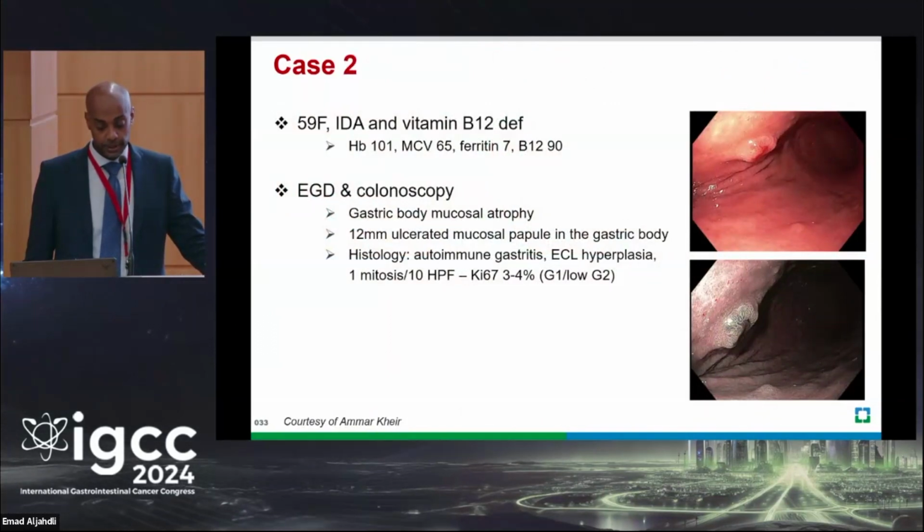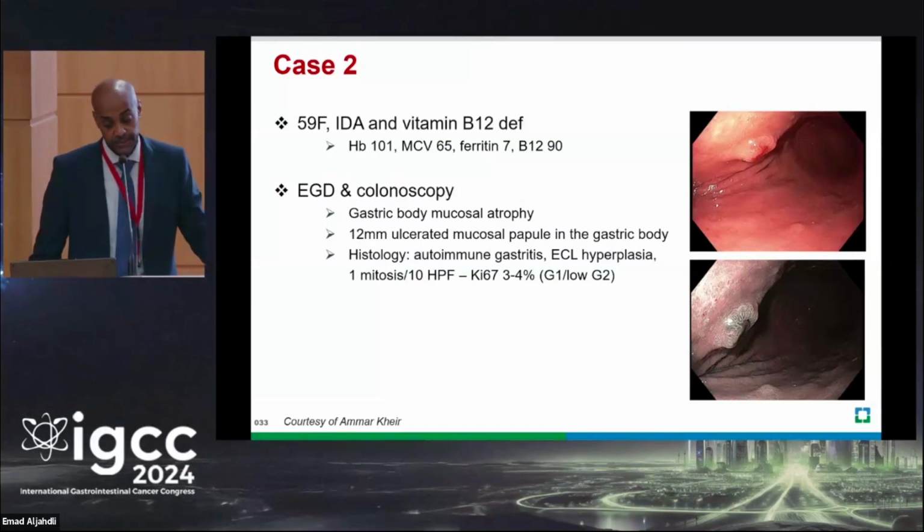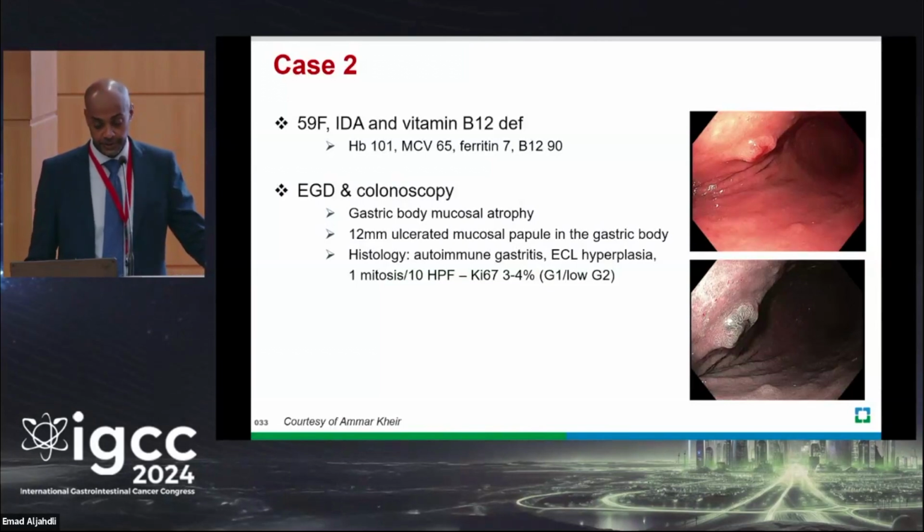The second case is a 59-year-old female with iron deficiency anemia and vitamin B12 deficiency, who underwent an endoscopy and colonoscopy for her iron deficiency anemia, and was shown to have gastric body mucosal atrophy with a 12 millimeter ulcerated mucosal papule in the gastric body. Histology confirmed autoimmune gastritis from the surrounding mucosa with ECL cell hyperplasia. But the biopsy of the lesion showed one mitotic cell with a Ki67 up to 4%.